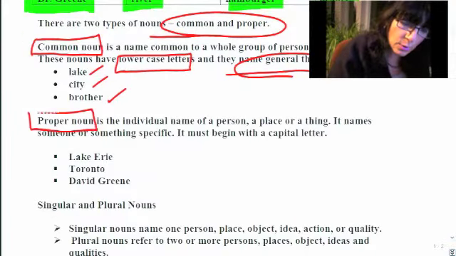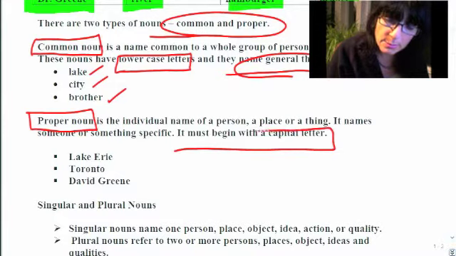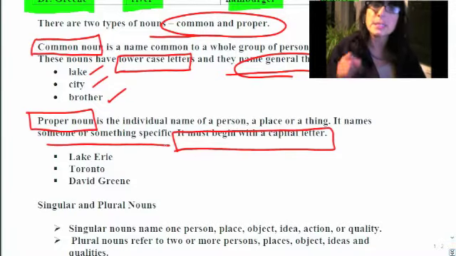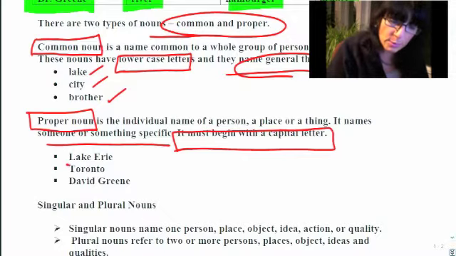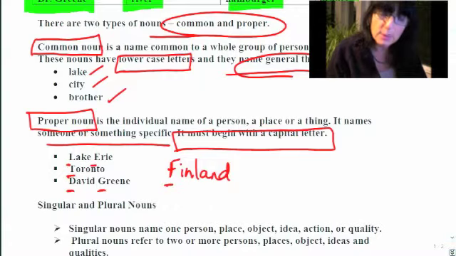Another type of noun is called a proper noun. A proper noun is the individual name of a person, of a place, or a thing. And it always begins with a capital because it names someone or something that is specific. So examples of proper nouns would be Lake Erie. Both would be capitalized. It's the name of the lake. Or the city, Toronto. Or the country, Finland. That would be a proper noun. It's capitalized. It's a specific name. The last one is if you actually give the name of a person, David Green. So it's specific. It must be capitalized.